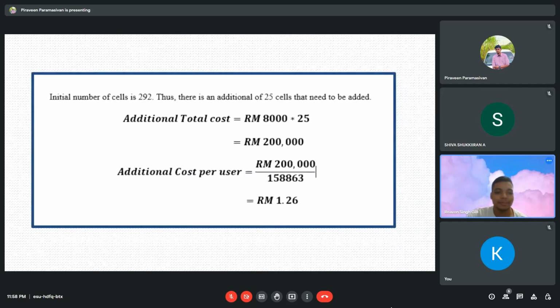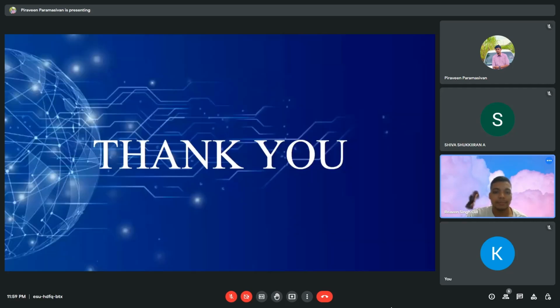Next. Since the initial number of cells is 292, there's an additional 25 cells that need to be added. So we can calculate the additional cost, which is 8,000 multiplied by 25, and we will get 200,000 ringgit. So the additional cost per user is the additional total cost, which is 200,000 over 158,863, and the cost per user is RM 1 ringgit and 26 cents. Next. Thank you.